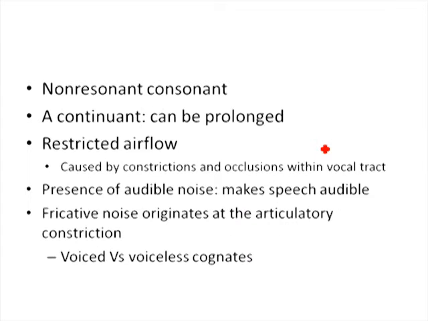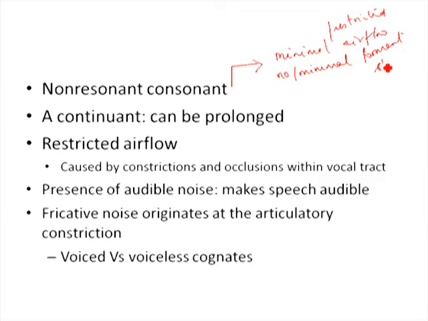Okay. The fricatives are non-resonant consonants. Remember we talked about this. What are the characteristics of non-resonant consonants? There is minimal airflow or restricted airflow. That's the term. No or minimal formant structure, and it is voiced or voiceless. Okay, but this fricative is a continuant. A continuant is something that can be prolonged.